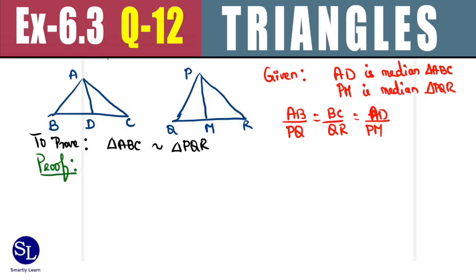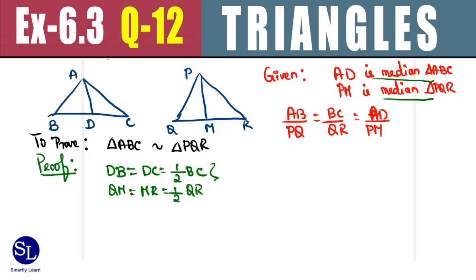So let's start with the proof. See what is given to us. AD is median of triangle ABC and PM is median of triangle PQR. Let's convert that into mathematical equations. Which means BD or DB is equal to DC is equal to half of BC. Similarly, QM is equal to MR is equal to half of QR. So these are from the medians given. And what is given to us is AB by PQ is BC by QR is equal to AD by PM. So this is also given to us.